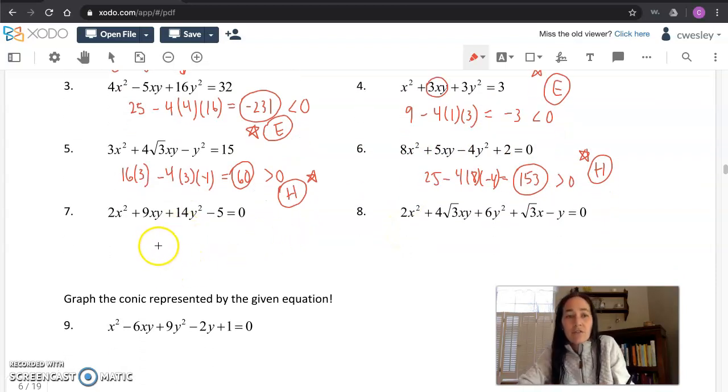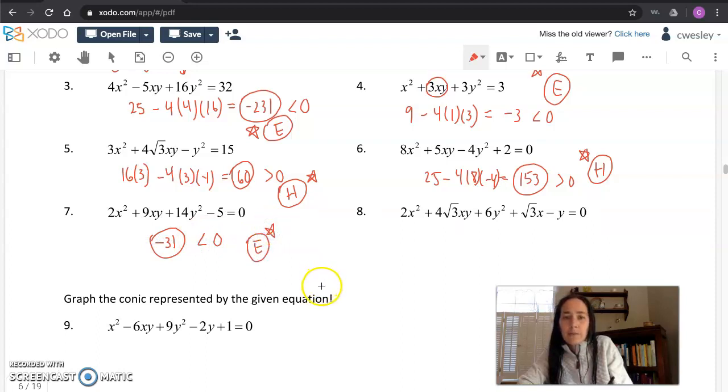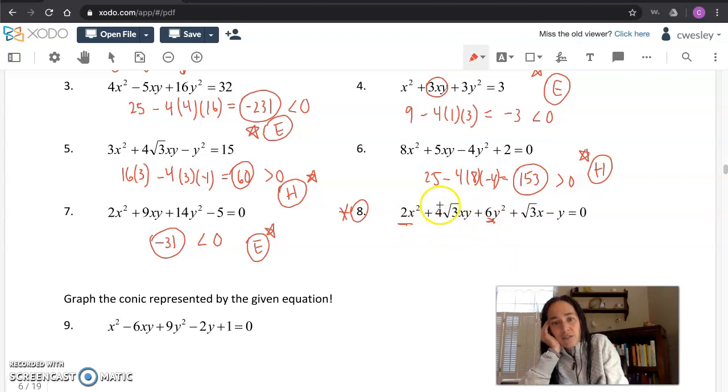7 and 8. 7 looks like an ellipse, is it? Try the plug-in. You get a discriminant of negative 31, less than 0, which confirms that that one's an ellipse. And then 8 is the one I want to star. This is the first time I'm kind of surprised. What are you expecting for number 8? If I just looked at these two terms, it's misleading. It looks like an ellipse. Same sign, but different coefficients.